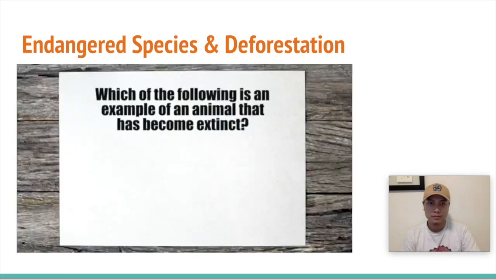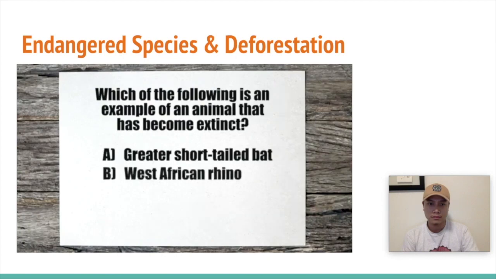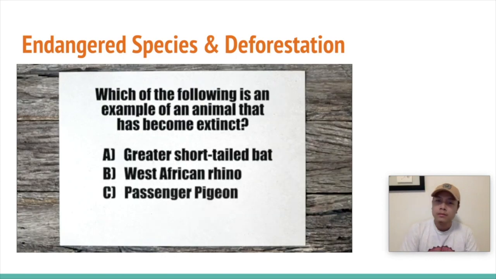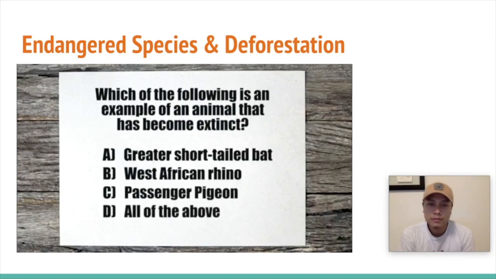Question 3. Which of the following is an example of an animal that has become extinct? A. Greater short-tailed bat. B. West African rhino. C. Passenger pigeon. D. All of the above. The correct answer is D. All of those animals are extinct.